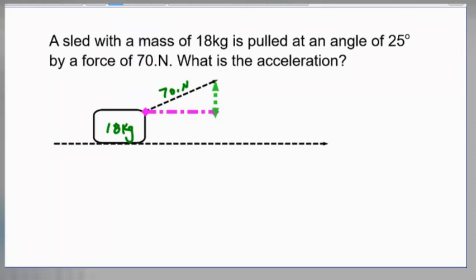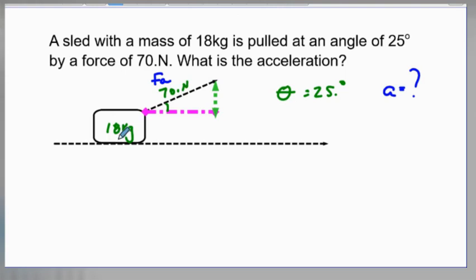The first one I'm going to do is, here I've got a sled with a mass of 18 kilograms. Let's just assume it's some kind of crate, or maybe it's a sled with somebody sitting on it. And I'm going to pull that at an angle of 25 degrees. So what that's saying is that this angle here, theta, is 25 degrees. And we have an applied force, and I want to label this. We've got an applied force being pulled here at 70 newtons. And I want to know, what is the acceleration?